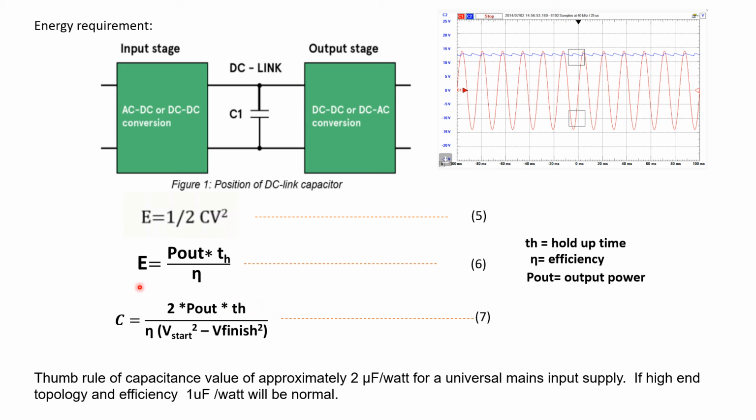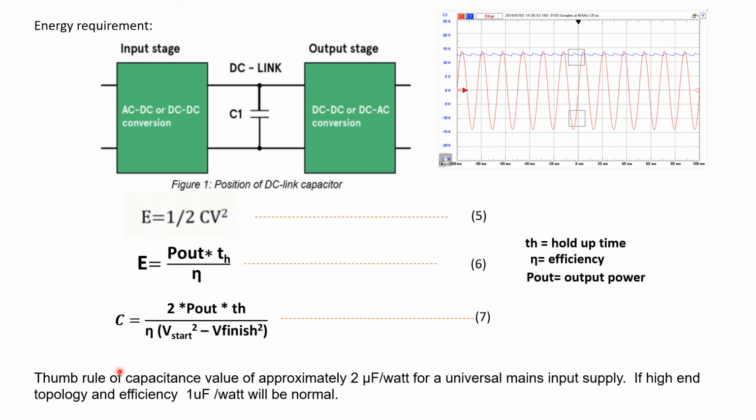It's very simple. Suppose you have 5 kilowatt. So 2 into 5 kilowatt as the power, into a hold up time of 10 milliseconds, divided by efficiency. Let's consider your target efficiency is 85% or 90% or 95%. You can put 0.95, and the voltage term, for a single phase, is 325 squared minus 300 squared. Whatever value comes will give you the capacitance value. So this is what you will get from the calculation.